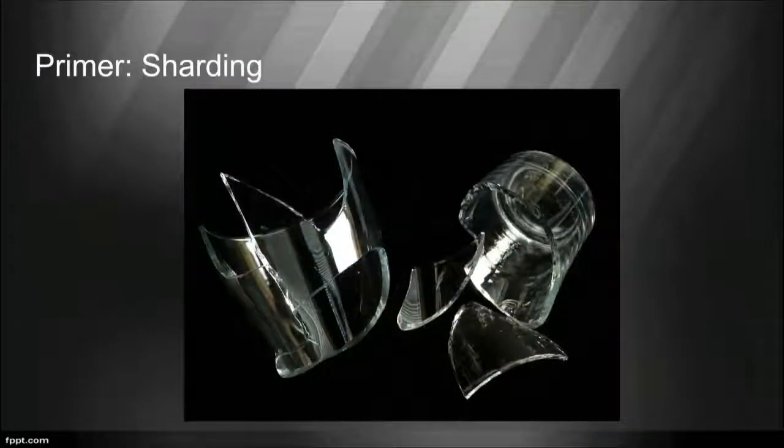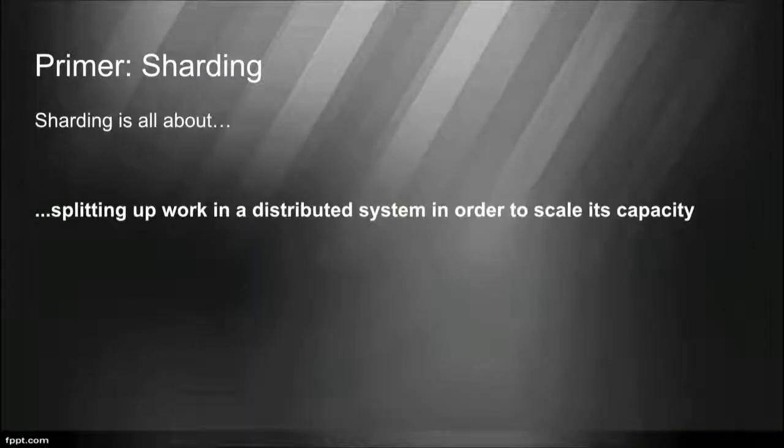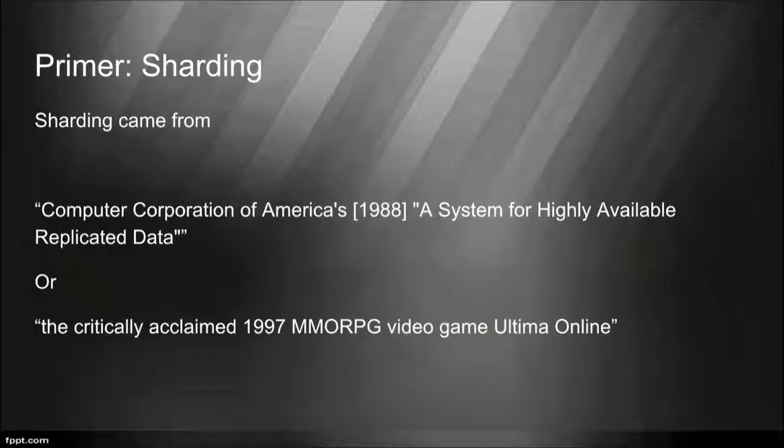Now we're going to talk about sharding. And here we have a sharded glass. It's very, very appropriate. So sharding is all about splitting up the work of a distributed system in order to scale its capacity. So fundamentally, the idea is we're going to try to scale distributed systems, scale their capacity, whatever that means, by splitting them up, whatever that means.